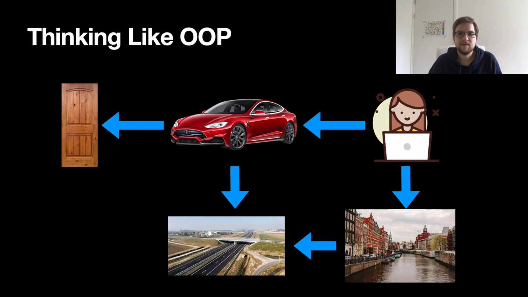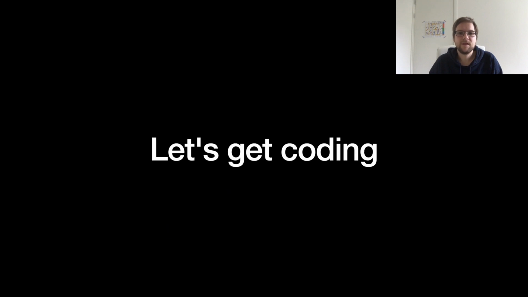A student here on the right might own a car, and a car has multiple doors. And a car is also driving on the road, and a student lives in a city. All of those are objects, and a city can also have multiple roads. So there are relations between all of those objects, and they can work together. We'll see some examples in this video of how we can make use of it. So without further ado, let's get coding.